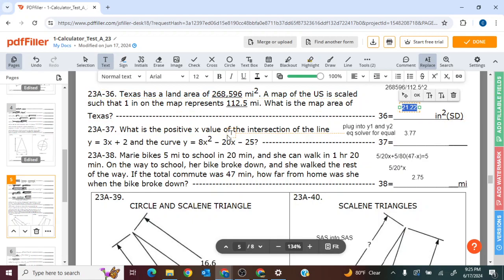37, pretty simple problem. Put both of these equations into Y1 and use EQ solver to find out at what X value they're equal. Not too hard.